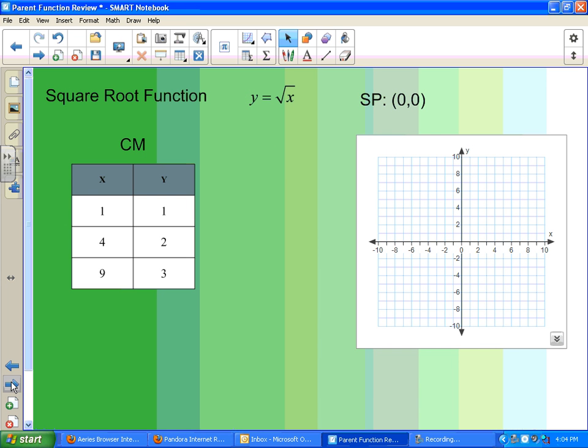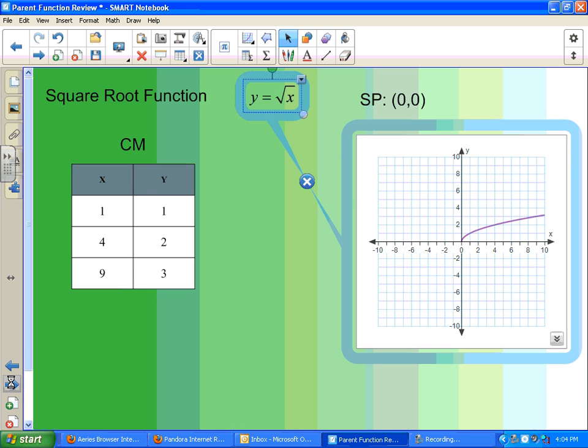Square root function. This is the inverse of a quadratic. And what does it look like? Looks like this. Can't have negatives underneath that root, so we're using positives only. So a right 1 movement generates an up 1 movement, and a right 4 is an up 2. So we have our parent starting out at 0, 0, then we have a 1, 1, then a 4, 2, and then a 9, 3.